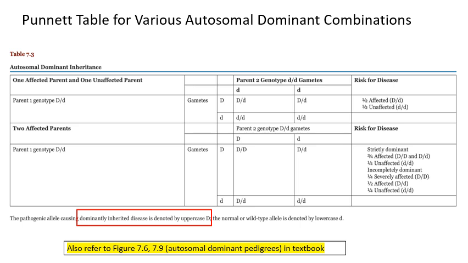What if there are 2 affected parents? Then you can tell that there are 3 ways that a child could be affected. They could have 2 affected alleles, and it could be very severe, or it could be the same as just having 1 allele. So this combination of having 2 affected alleles is called strictly dominant. Or they could have a combination of 1 affected allele and 1 unaffected allele, in which case they'll still be affected, but may or may not be as severe as the combination of 2 affected alleles. And then there is a 1 in 4 chance of them not being affected at all.